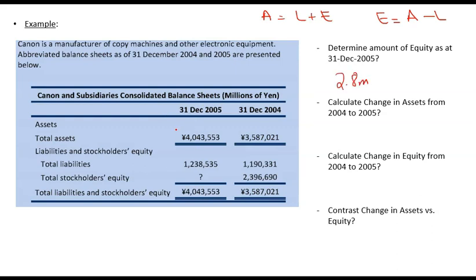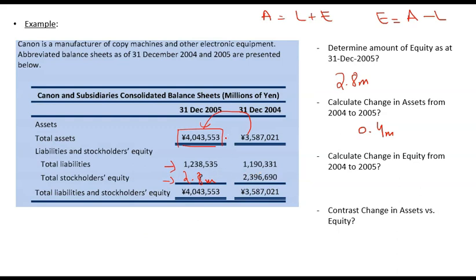2.8 million. That is assets minus liabilities. Now if this is the snapshot of the balance sheet, and you are trying to find out what has been the change. So what is the change in asset? The change in asset is 4 million minus 3.6 million. That is approximately 0.4 million. What is the change in equity? Change in equity would be 2.4 million minus 2.8 million. So your assets have increased.